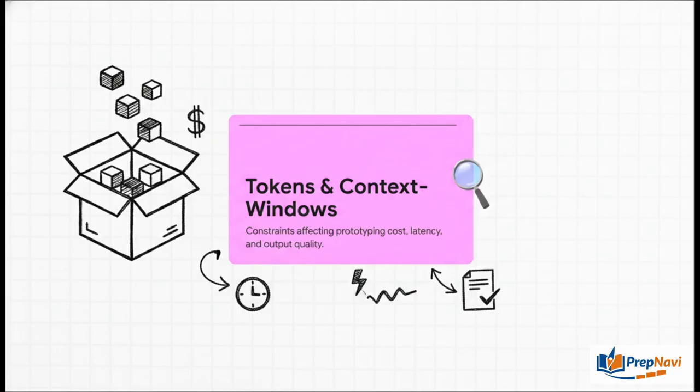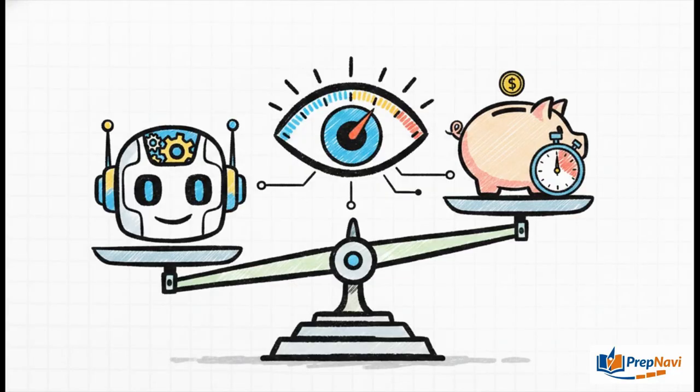Why does this matter? Well, because these two factors directly impact your prototyping cost, your latency, and your output quality. If you try to cram way too much code into a prompt, you blow right past that context window. The AI loses the plot, the quality of your code tanks, and your cloud bill skyrockets. So ultimately, AI workflow design and monitoring principles are absolutely essential for sustainable deployment.